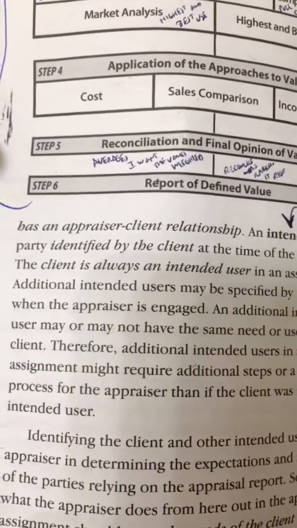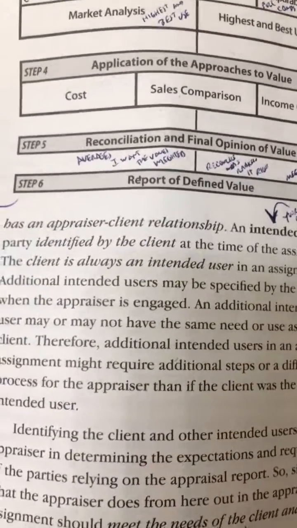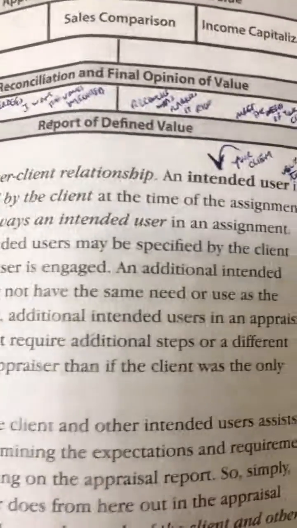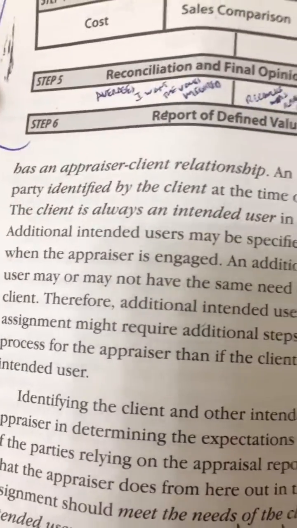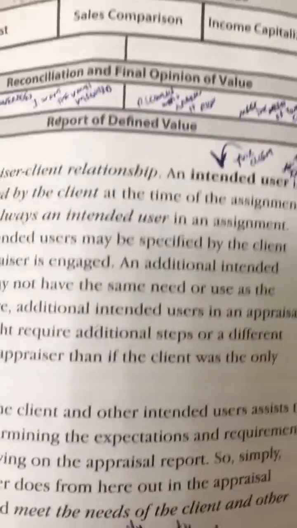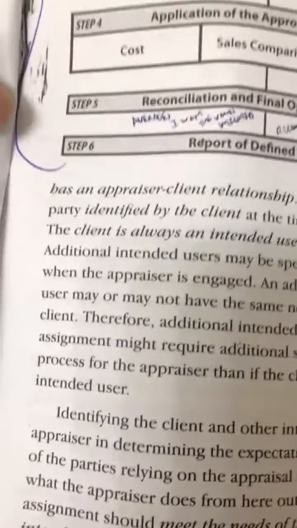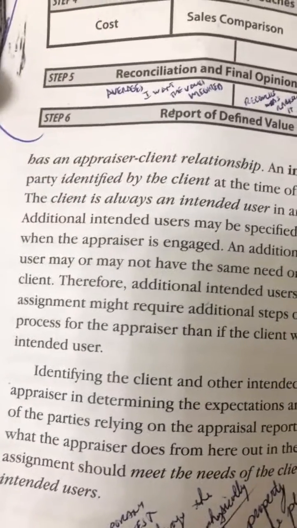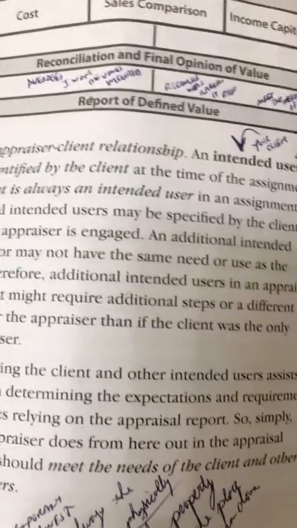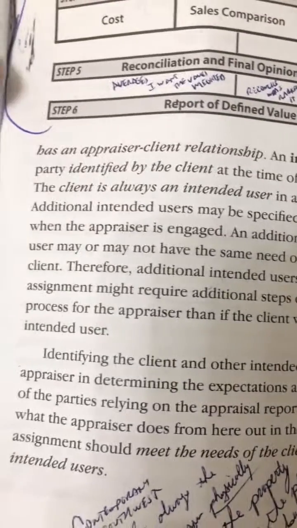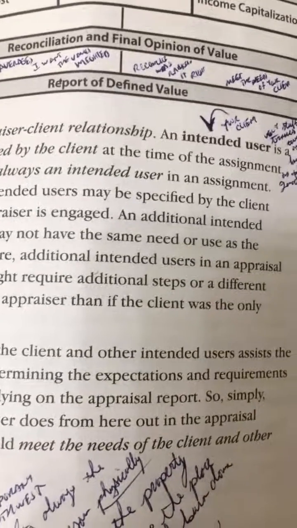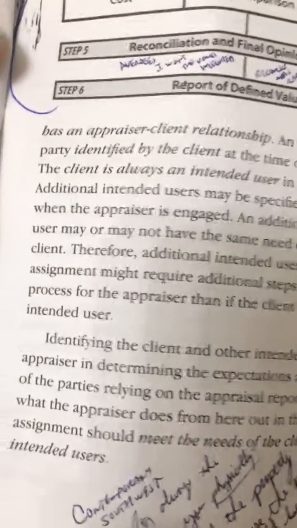The appraiser-client relationship. An intended user is a party identified by the client at the time of the assignment. The client is always an intended user in an assignment. Additional intended users may be specified by the client when the appraiser is engaged. An additional intended user may or may not have the same need or use as the client.